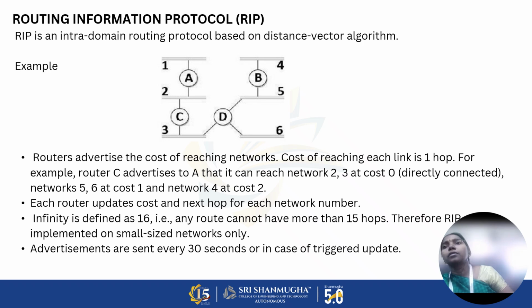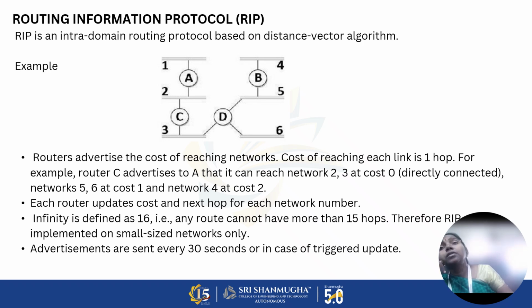So first, RIP is an intra-domain routing protocol based on distance vector algorithm. So we are using nodes 1, 2, 3, 4, and the routing path is 1, 2, 3, 4, 5, 6. Routers advertise the cost of reaching networks. Cost of each link is 1 hop. For example, router C advertises to A that it can reach network 2, 3 at cost 0, networks 5, 6 at cost 1 and network 4 at cost 2.